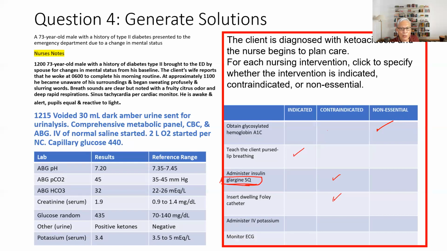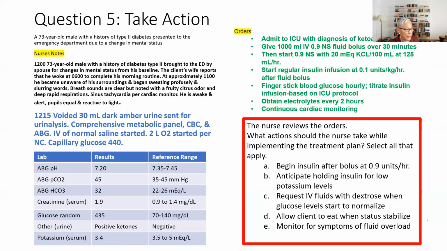Okay. And how about administering IV potassium? Would it be indicated or not indicated? And the potassium is 3.4. Indicated? Yes, we would indicate it. And how about monitoring for ECG? Indicated. Why is that? Hypokalemia, so low potassium levels, increases arrhythmias. And therefore, it is essential that we monitor for arrhythmias.